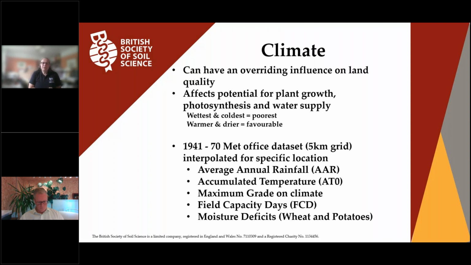The climate data that we use to assess climate limitations in the agricultural land classification system is the 1941 to 70 Met Office data set, which has been interpolated on a 5-kilometre grid. And then for each specific site that you're looking at, you would do a further interpolation to obtain the climatic data that you require for grading the land. And the data set is a set of average annual rainfall, accumulated temperature, maximum grade on climate, field capacity days, and moisture deficits for 2 representative crops, deep rooting wheat and potatoes.